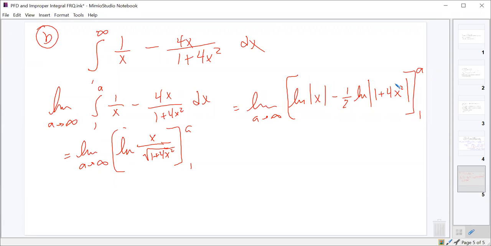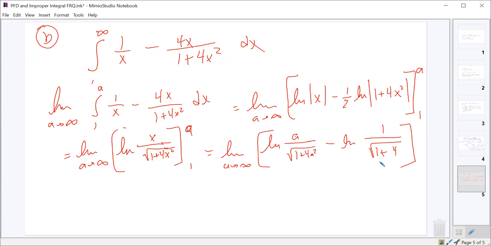And then we'll just plug in our values. So as a goes towards infinity, natural log of a over root 1 plus 4a squared, and then minus natural log of 1 over root 1 plus 4. Everybody good with that so far? As a goes towards infinity.